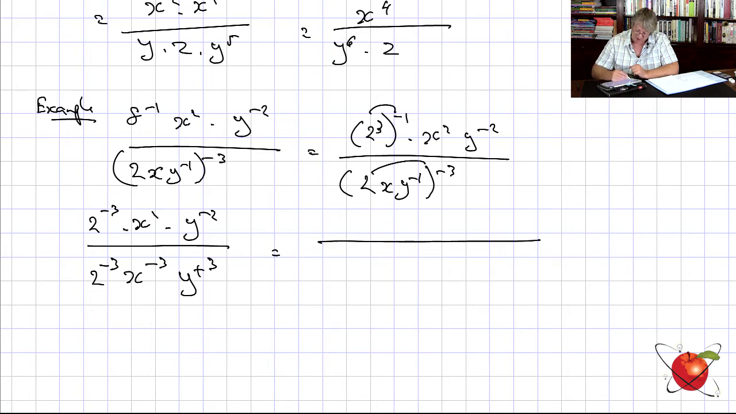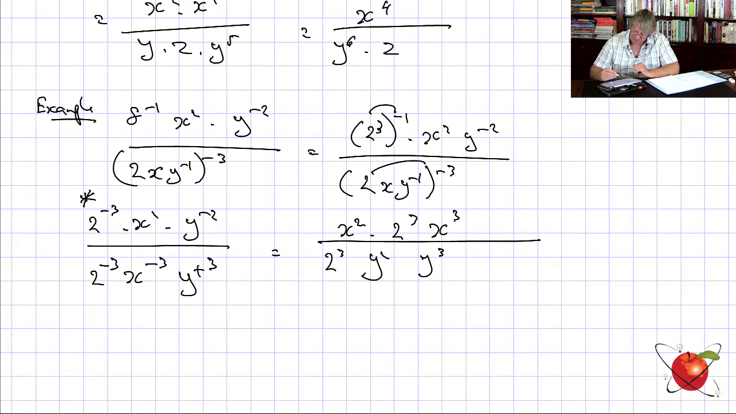Draw a line. Always start over here, move across and then go to the bottom. 2 to the minus 3 must go down to be 2 to the 3. And that remains x squared, and y squared goes down. Then that 2 to the 3 comes up, x to the 3 comes up, and y3 stays down. Now we're in the happy spot.